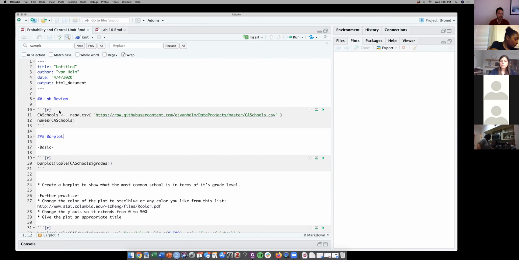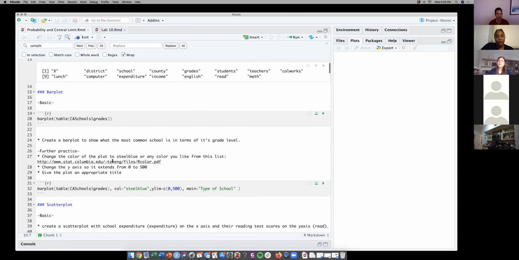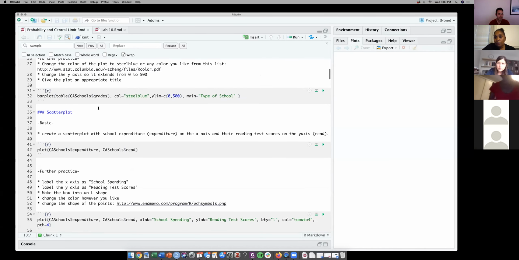So starting by reading in the data so that I can work with it. I've got this data on California schools now. Did I already fill these in? I guess I did. Yes. I can't even remember what I did this morning.